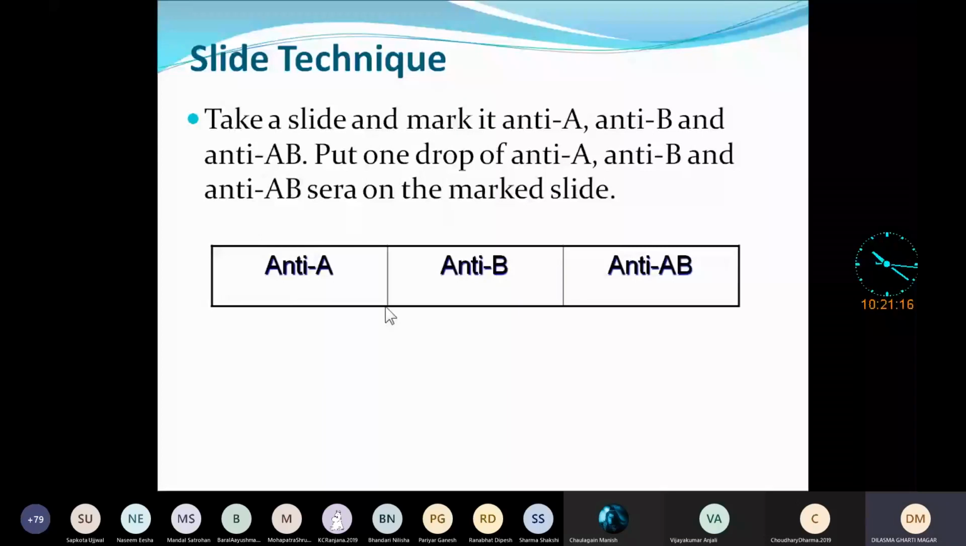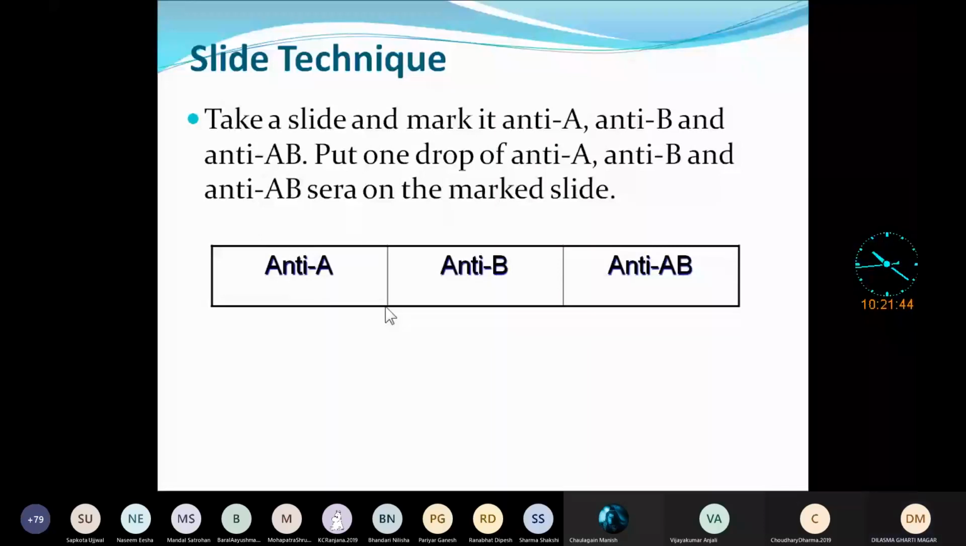So here we'll take a slide and we will put anti-A, anti-B, and then the anti-AB. Here you have to put the sera anti-A, anti-B, and then the anti-AB. Understood here? Like that sera is kept, antisera is kept, and then we will drop the blood. Three drops are kept here.